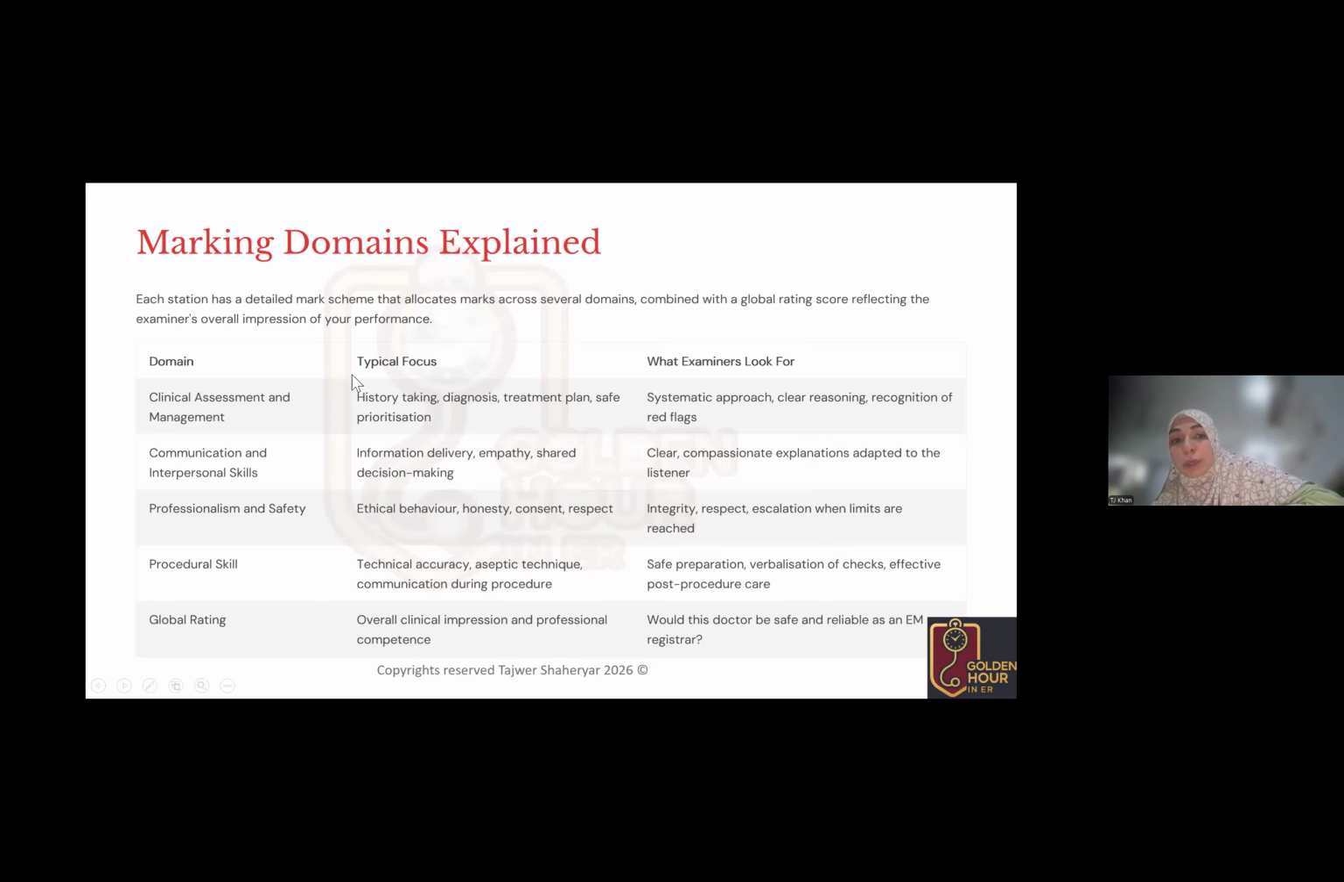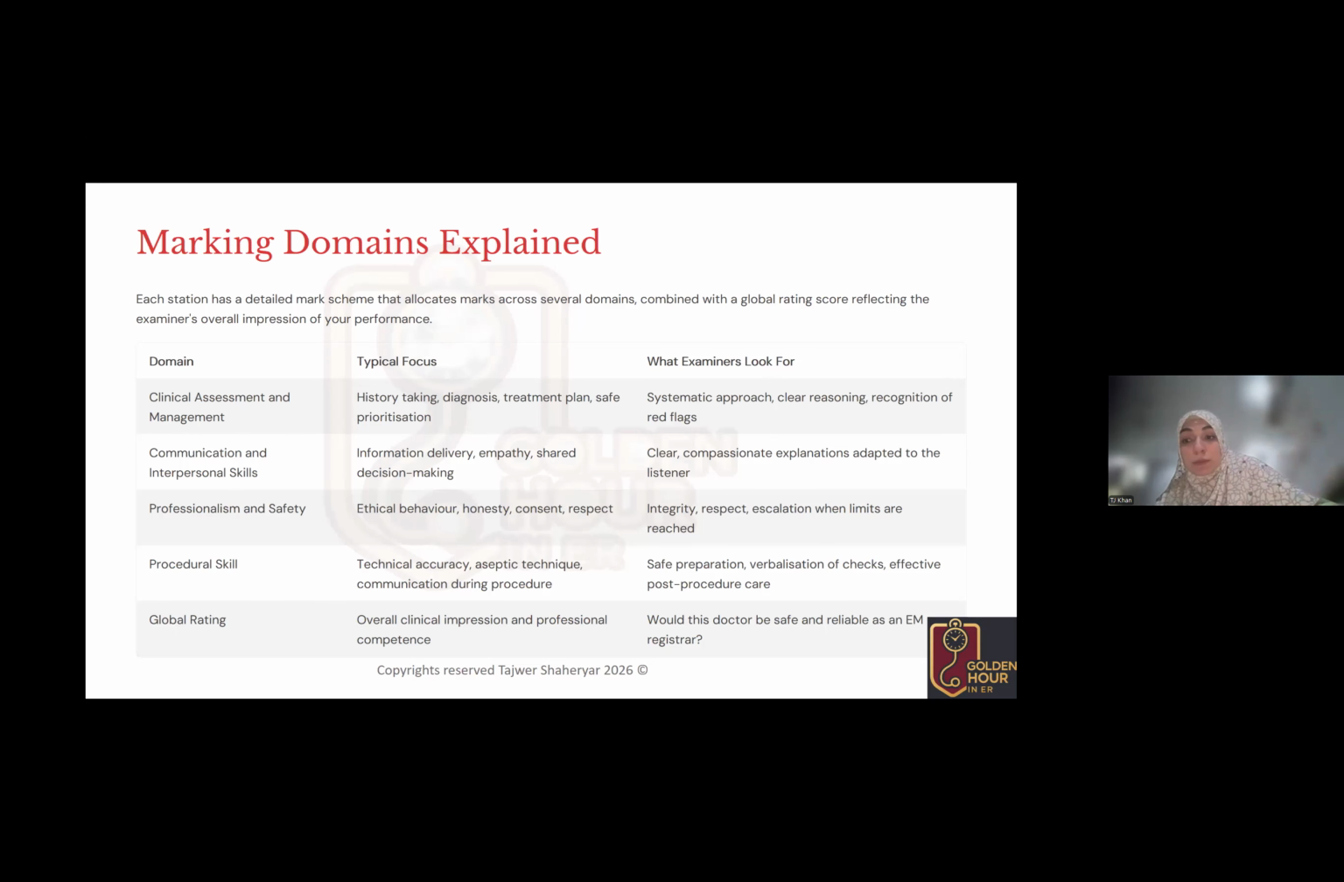Now, what are we looking for when it says clinical assessment and management? Our focus is on history taking, diagnosis, treatment plan, safe prioritization. What examiners are looking for is a systemic approach, clear reasoning, and recognition of the red flags. Okay, that's how they're marking. Communication and interpersonal skills. So this is information delivery and empathy, shared decision making, clear, compassionate explanations. That's what they're looking for.